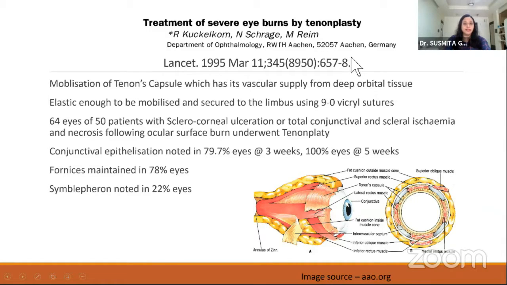So in their series of 64 eyes of 50 patients, following tenonplasty, they noted close to 80% conjunctival epithelialization in 3 weeks, and in all 100% of cases over 5 weeks. The fornices were maintained in 78%, and symblepharon was noted in only 22% of the eyes.